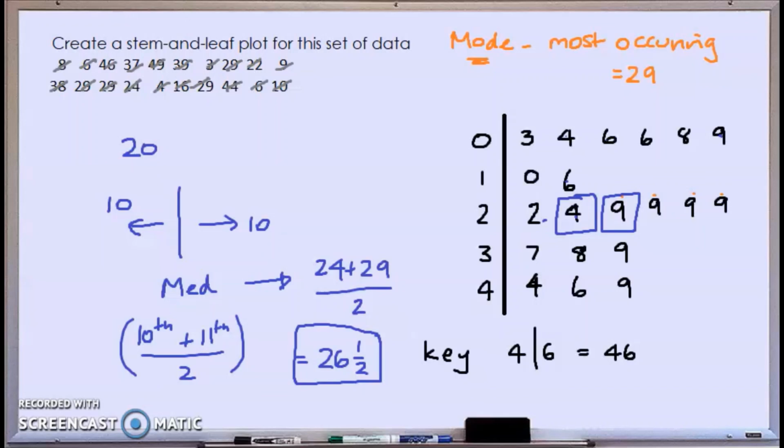So that's how we make a stem and leaf plot with a set of numbers. Remember, first of all, we order the stems and then we order the leaves. And once we've got that done, we can answer some questions, especially about median, mode, and shape, really easily.